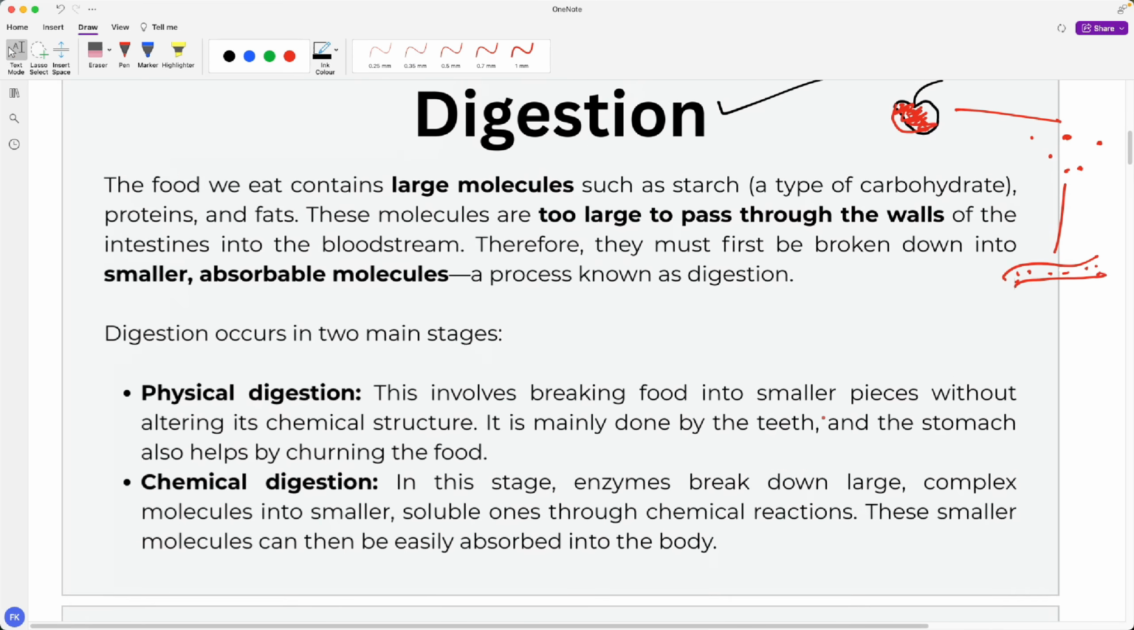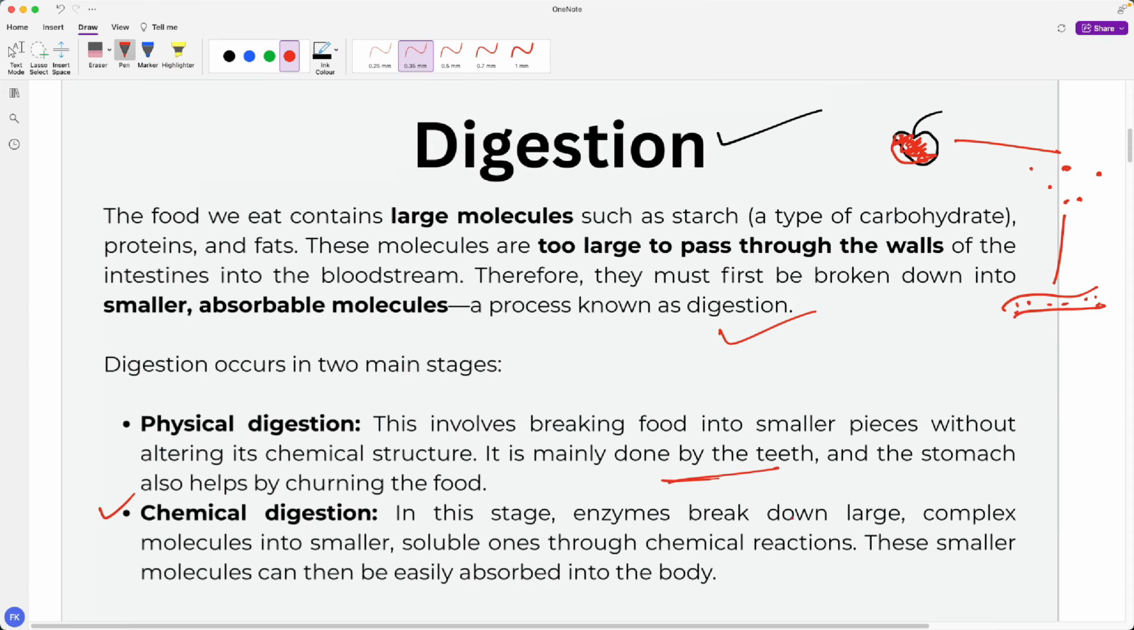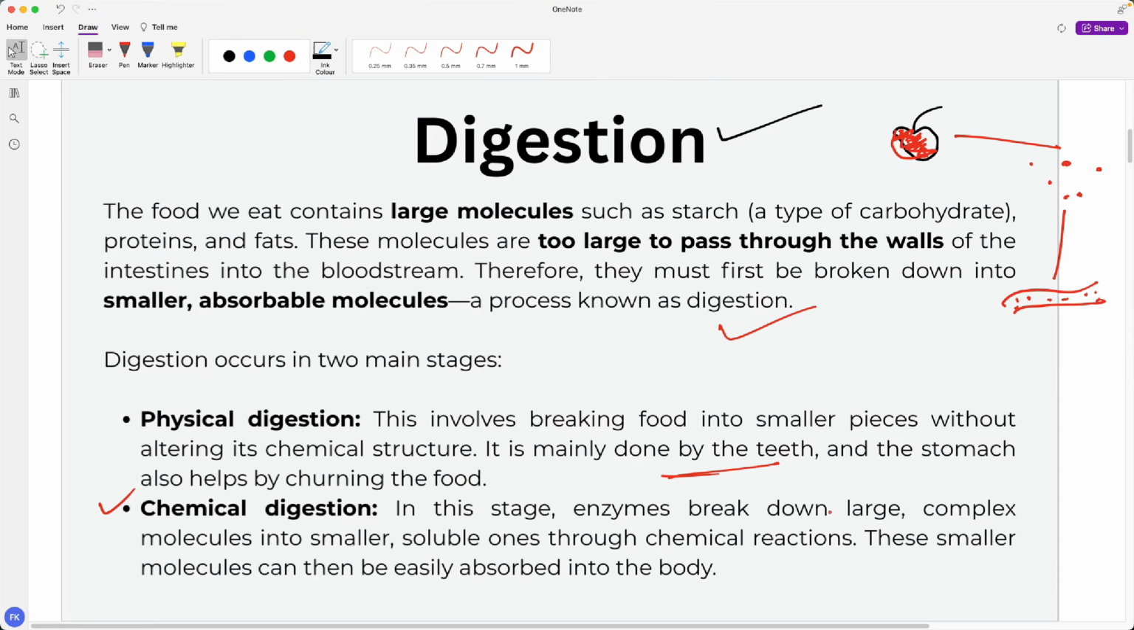So, the process of breaking down food into smaller absorbable molecules is known as digestion. There are two forms of digestion, physical digestion and chemical digestion. Physical digestion involves breaking down the food into smaller pieces without chemically altering its structure. It is mainly done by the teeth, and the stomach helps to digest the food further. And let's move on to another type of digestion, which is chemical digestion. Chemical digestion uses enzymes to break down the larger molecules into smaller soluble ones through chemical reactions, right?